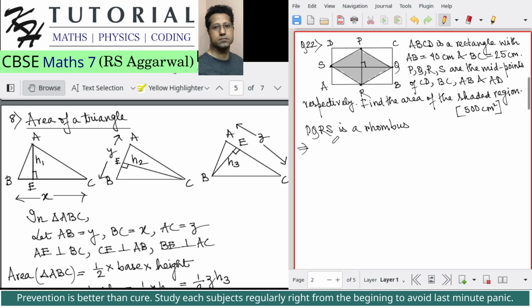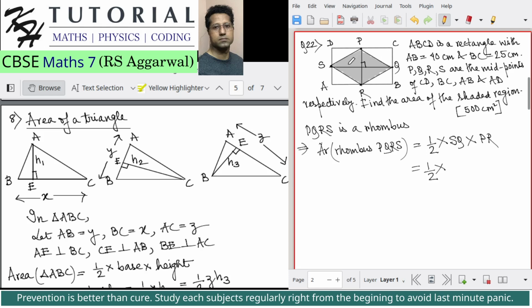Okay, so area of rhombus PQRS. We know the area of a rhombus is half multiplied by the product of the diagonals. So half multiplied by the diagonals of the rhombus PQRS, which are SQ multiplied by PR. Now what is SQ? The diagonal SQ is parallel to the sides of the rectangle, DC and AB.